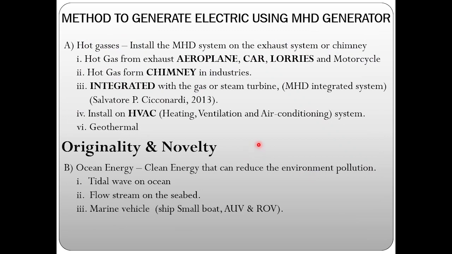So this is where we can install the MHD generator. We can divide it into two, depending on the MHD fluid. First, hot gas, for example from aeroplanes, cars, and ships. Hot gases from industry chimneys can be integrated with the available gas steam turbine generator. We can also install it on the VAIS system and geothermal.